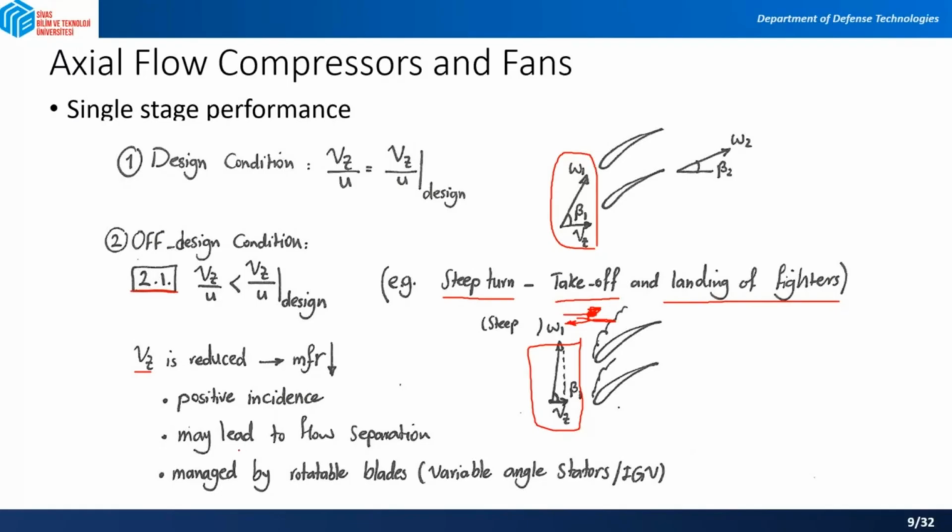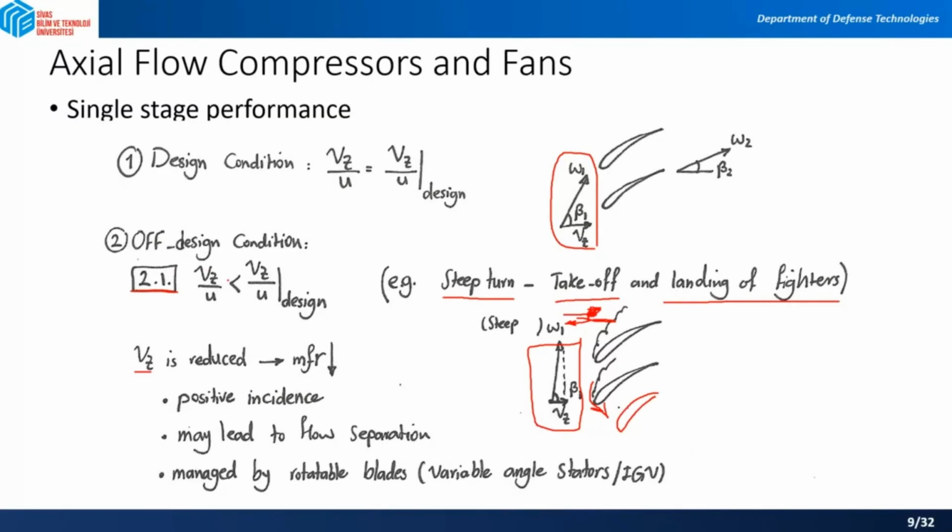So this may lead to the flow separation. And how do we manage this? Actually, if you can just rotate the blades, then you can manage it. And when you rotate the blades, that's what we call variable angle stators, or IGV. So just imagine that if you can rotate this blade a little bit more like this, then you can manage this stall and flow separation. Now, this is the first condition in the off design conditions.